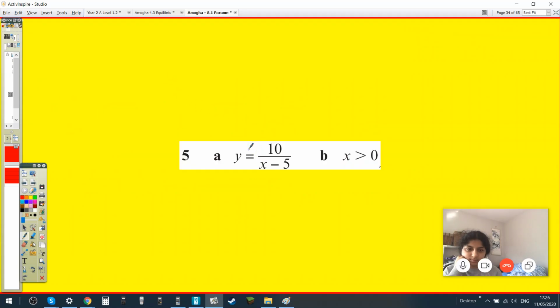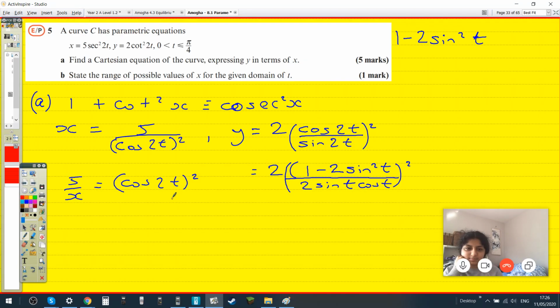Oh, they're just giving us the answer. Y equals 10 over x minus 5. Where did that come from? So x minus 5 sec squared 2t. I don't see.